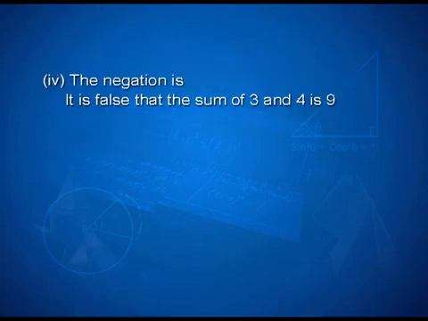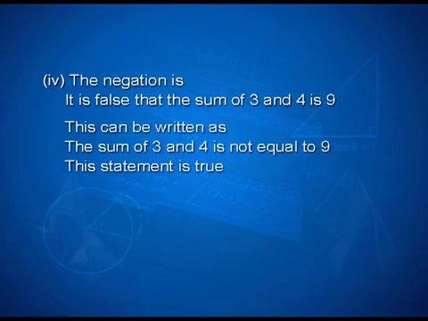Fourth, the negation here is: it is false that the sum of 3 and 4 is 9. This can be written as: the sum of 3 and 4 is not equal to 9. The statement is true. Now students, let us discuss compound statements.